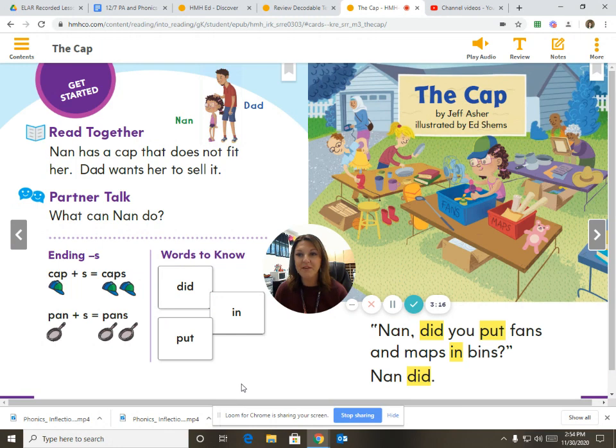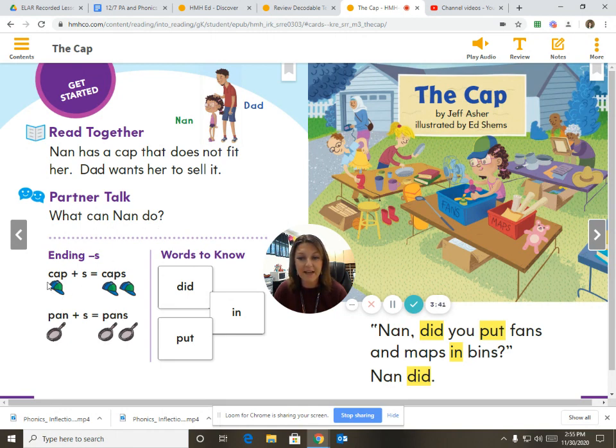Now that we finished the first story, Cans and Bins, we're going to look at our second story called The Cap. And we are going to read this story together, and then we're going to make a connection between both of those stories. In this story, our characters are Nan and Dad, and Nan has a cap that does not fit her. So Dad wants her to sell it. So what can they do?